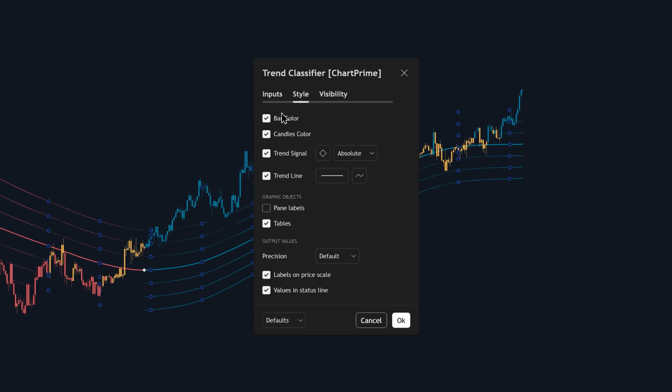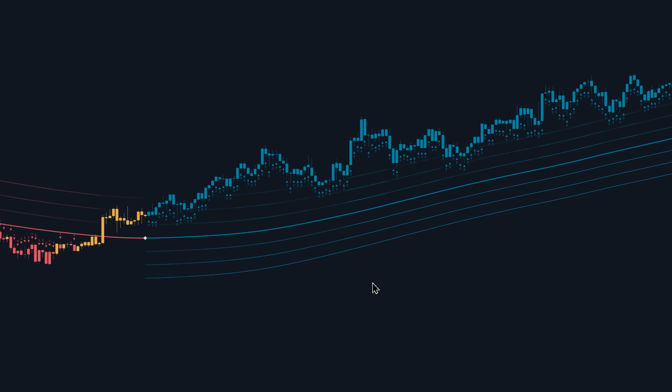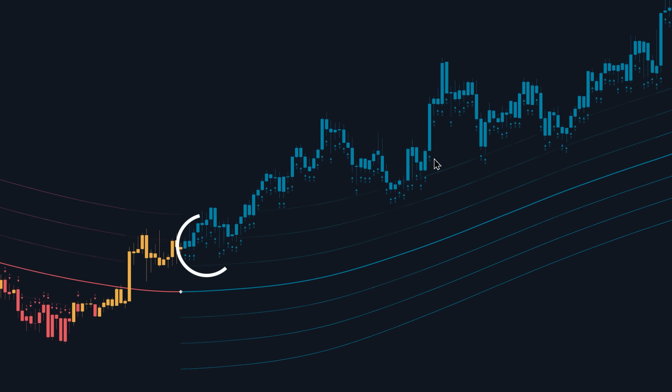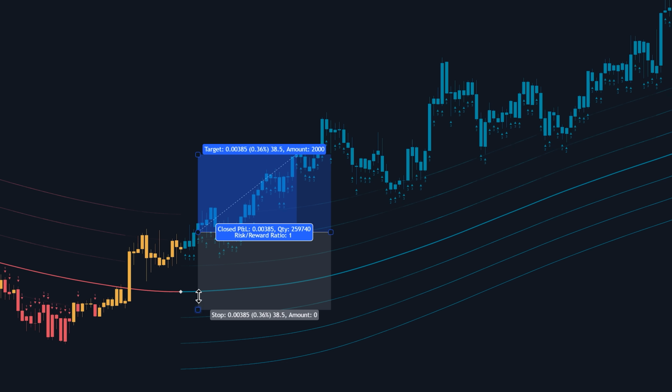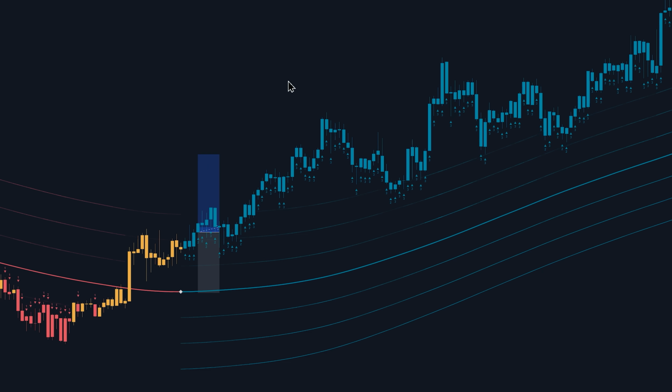Now, for how to actually use this thing in your trading, the most obvious way is to just follow the trend based on the bands and the candle colors. But where it gets really powerful is using that numbering system. For a bullish setup, you might see a number 1 appear as the market starts to rise. This could be your signal to consider entering a position. Then, as a 2 appears, it suggests the trend is getting stronger and you might consider adding to your position.